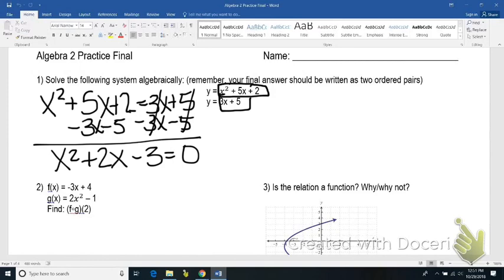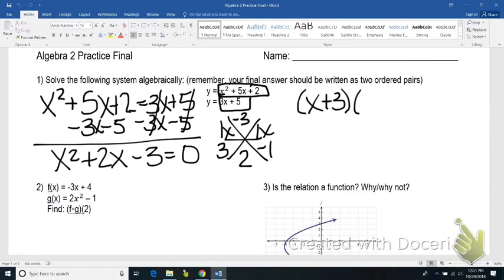Okay, so once you get that quadratic, factor it however you're comfortable. So I have negative, we're multiplying to make negative 3, adding to make positive 2. What are the 2 factors? I have 3 and negative 1. So x plus 3 times x minus 1 equals 0. So what are your 2 x values? Negative 3 and positive 1.